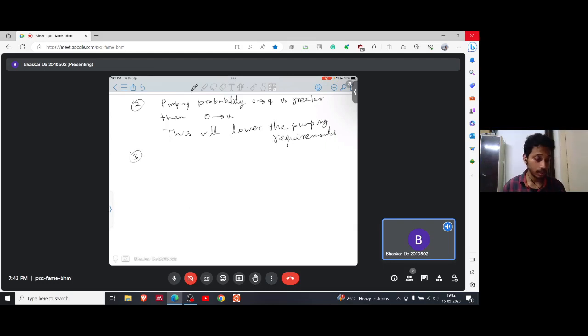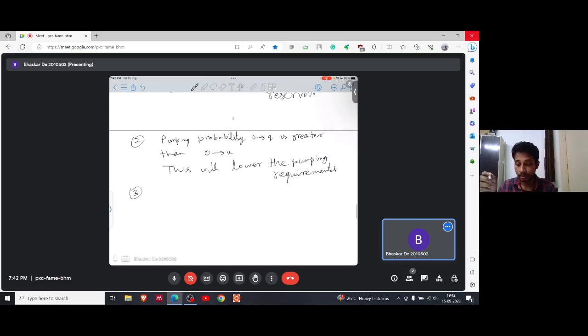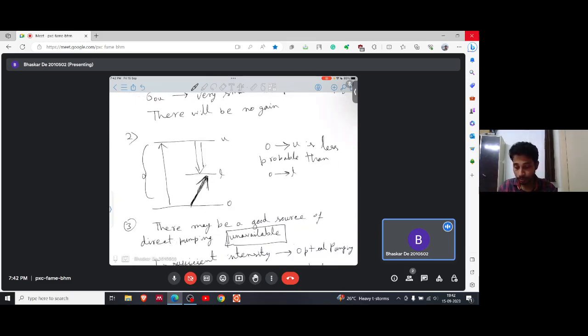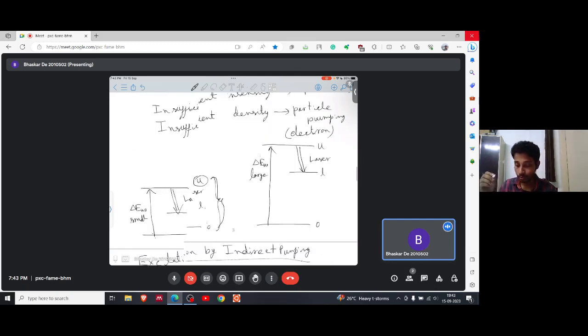Now the third advantage is that transfer from Q to U can be quite selective in many cases, which implies that it occurs much more favorably to the upper laser level than to the lower laser level. So one of the disadvantages of direct pumping is that the pumping can happen between 0 to L rather than 0 to U. Okay, so this transition is much easier than the actual pumping 0 to U.